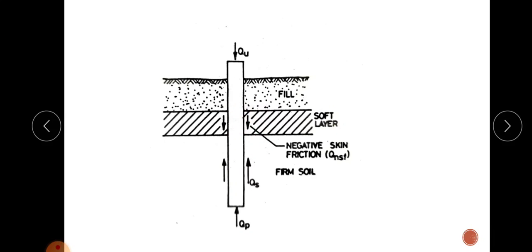That is, one of the methods to reduce the negative skin friction is to give a protective layer for the section which undergoes this negative skin friction. That is, for the pile section which is surrounded by the soft layer, we can provide a protective coating, so we can reduce negative skin friction. Okay, so this is about negative skin friction.